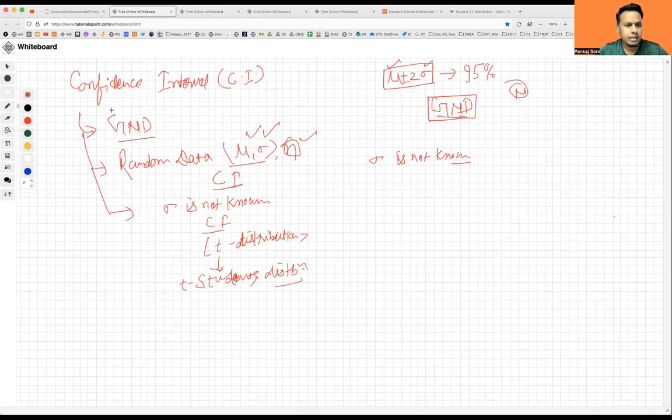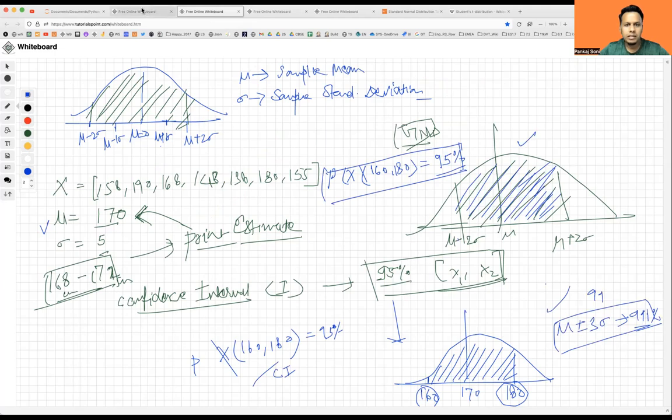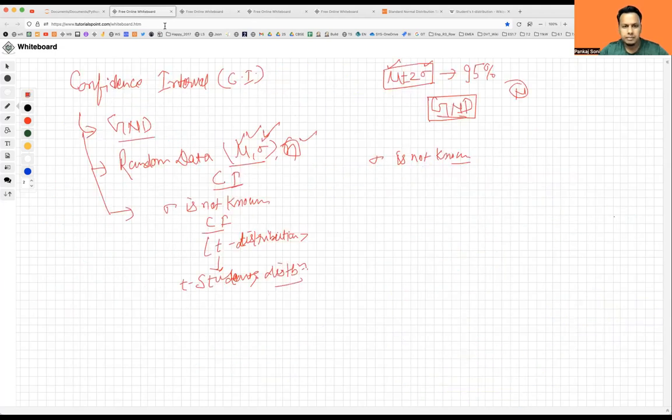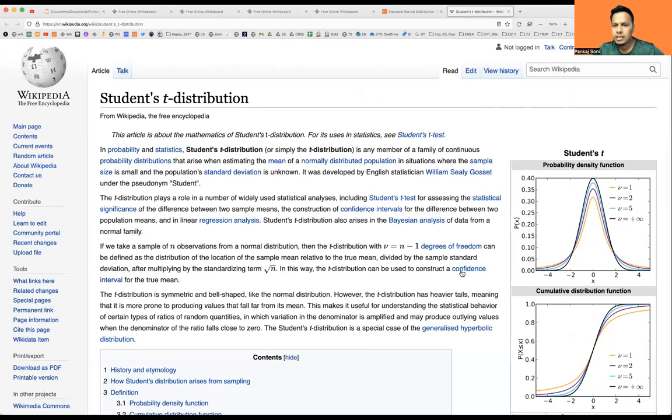Now what is next? In this case, we know that our mu is known and sigma is also known, correct? What if sigma is not known? How can you handle that? If sigma is not known, we have something called the t distribution. Let me show it with the help of the wiki page. The t distribution tells us that we have something called degrees of freedom.